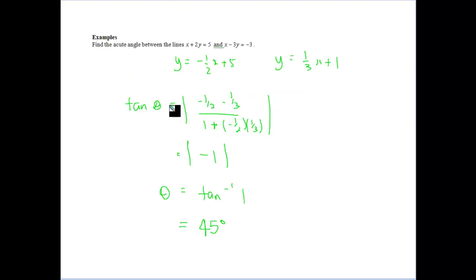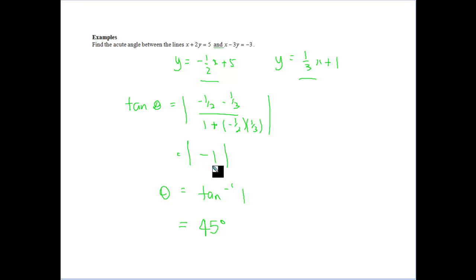So applying the formula here, what we've got to make sure we can do is, when we've got two lines, get the gradients from each of those. So we need to be able to manipulate those back into our gradient intercept forms, or whichever way else you do it, and then apply the formula. Tan of theta is equal to the absolute value of a half minus a third over 1 plus a half times a third, and do that calculation.